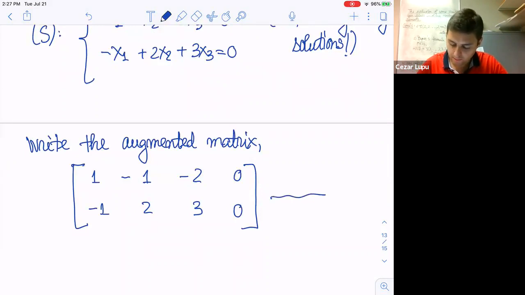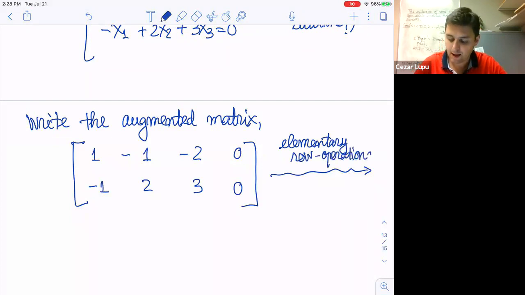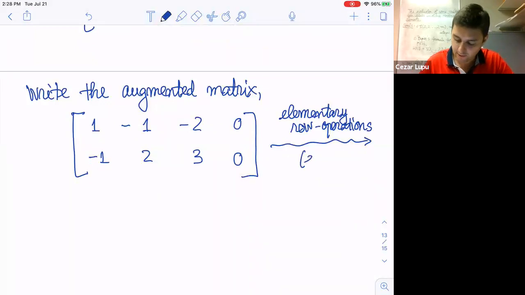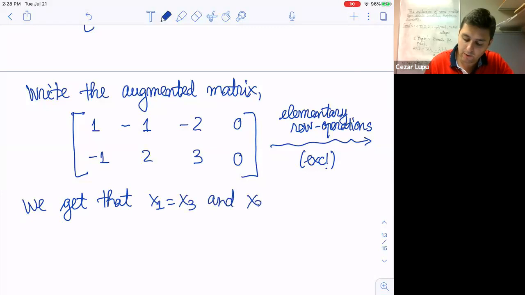Once you do these elementary row operations, let me put it like this, you will get at the end that the solutions, and I'll leave it to you as an exercise to figure this one out, will look like this: x1 equals x3 and x2 equals negative x3.